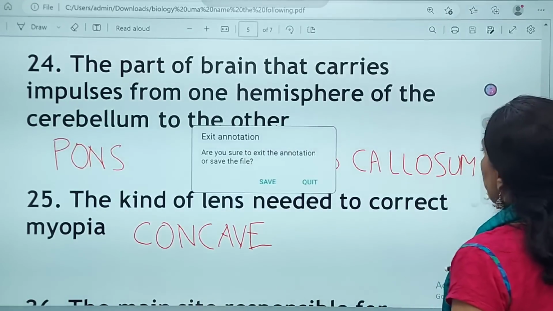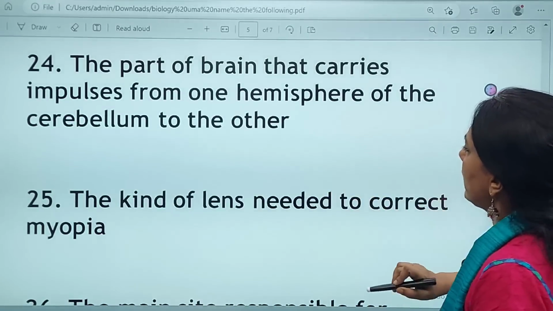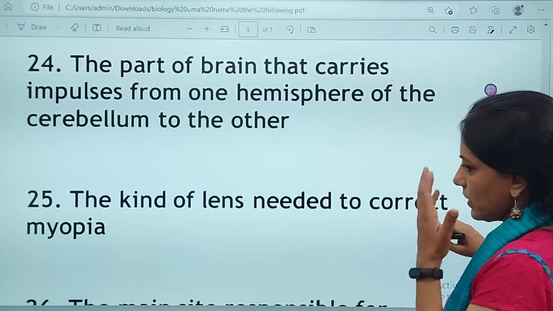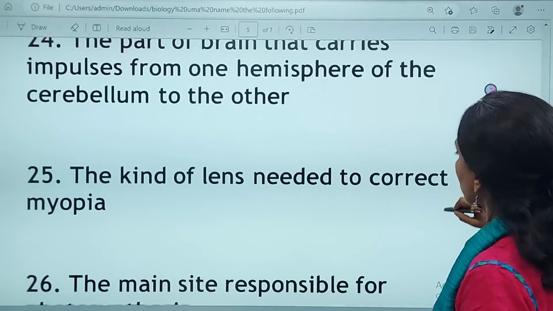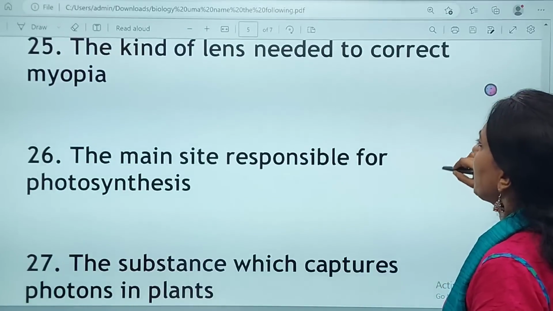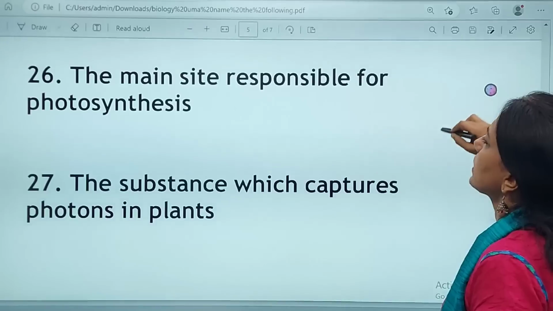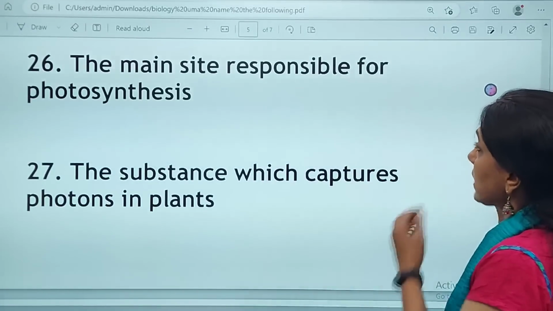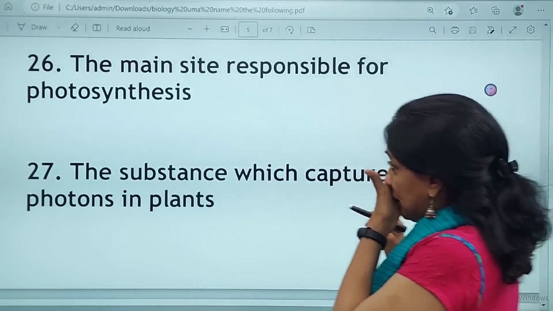Some of you may be wearing specs, right? So the kind of lens that is there is a concave lens in order to correct your myopia, or short-sightedness.